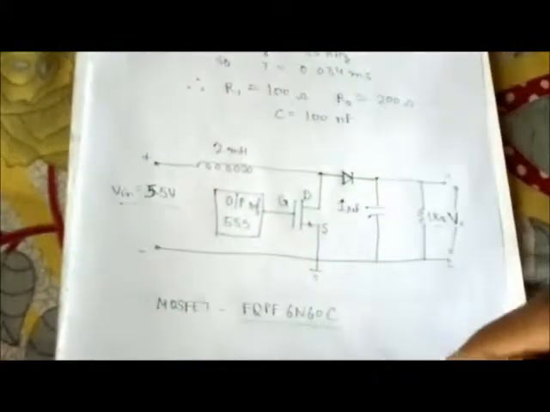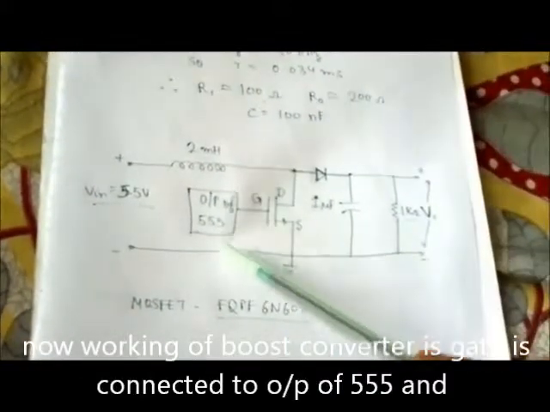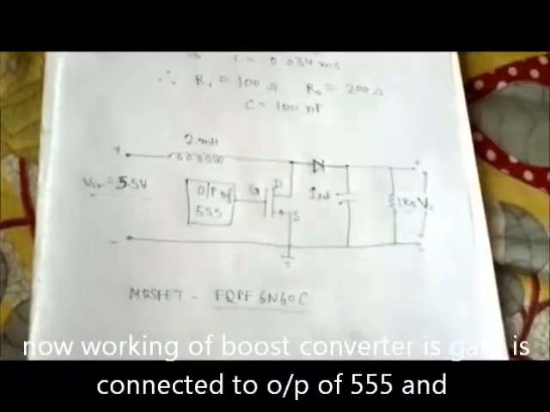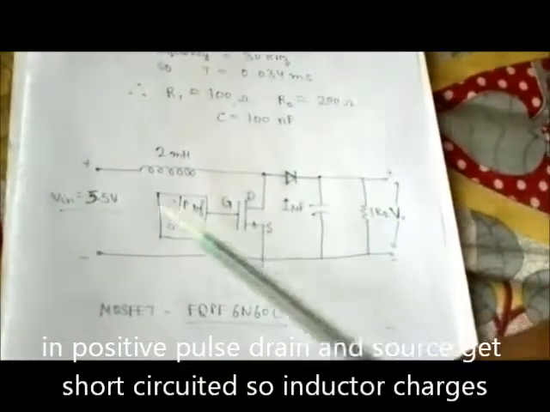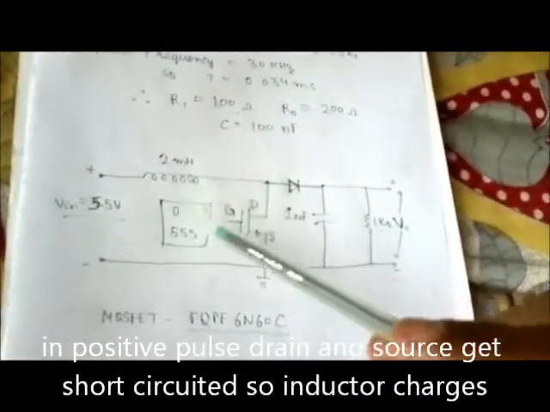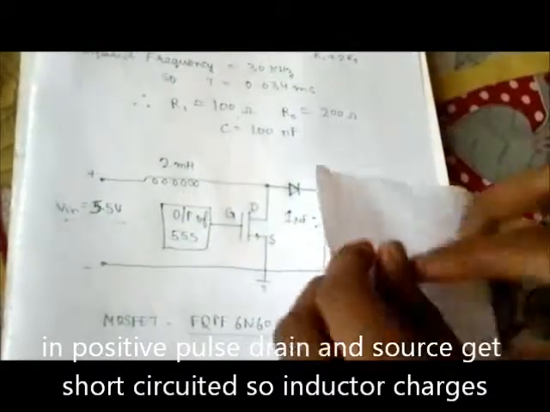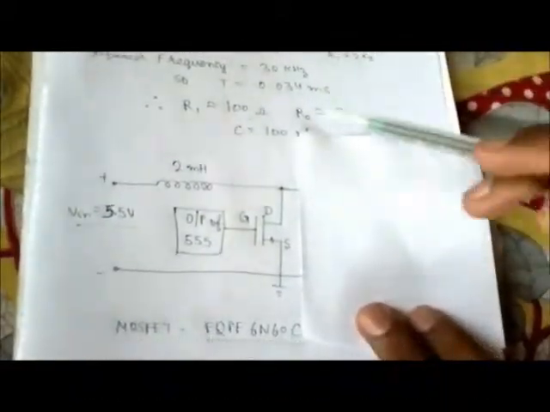Explaining the working of the boost converter circuit, my input is 5.5 volt. The gate pin is connected to the output of the 555 timer. In the positive pulse, drain and source are connected, so the inductor is charged through the battery. The other part of the circuit is disconnected by the short circuit.